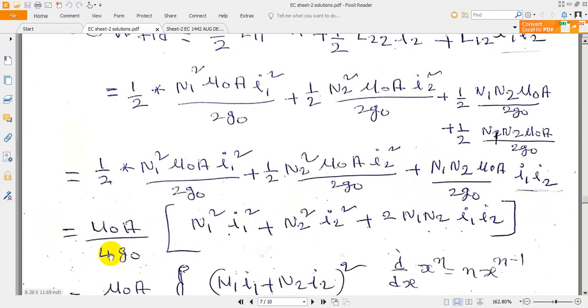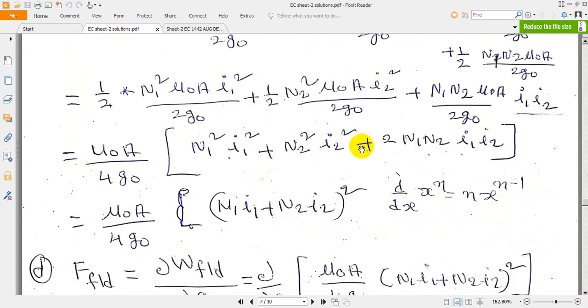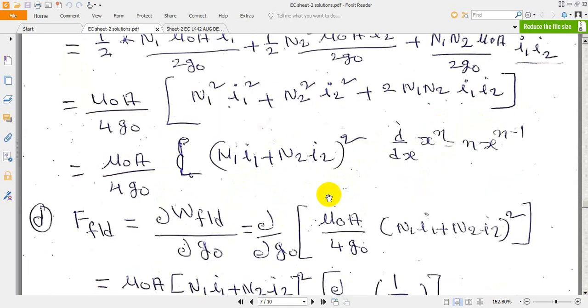So mu naught A by 4G naught, if you take common, you will get it as N1 square I1 square plus N2 square I2 square plus 2 N1 N2 I1 I2. Now if you check this parameter, it is like A square plus B square plus 2AB. A is N1 I1, B is N2 I2, 2AB. So it is in the form of A square plus B square plus 2AB. Simply you can write it as A plus B the whole square, where A is N1 I1 and B is N2 I2. This forms your expression for co-energy.